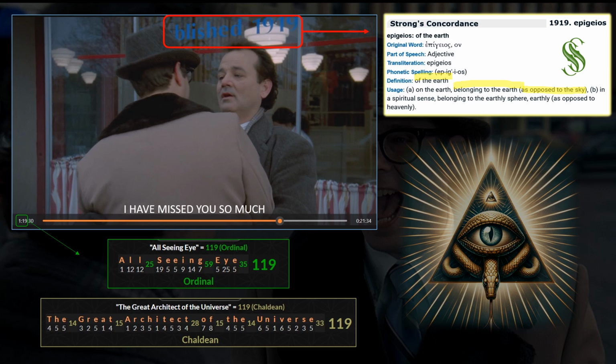119 is the all-seeing eye, as we've seen before, and 119 in Chaldean is the great architect of the universe, a description of God that is used by the Freemasons. And there's some AI artwork of the all-seeing eye with the serpent eye that I made.